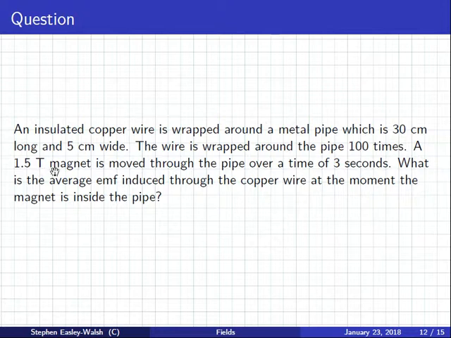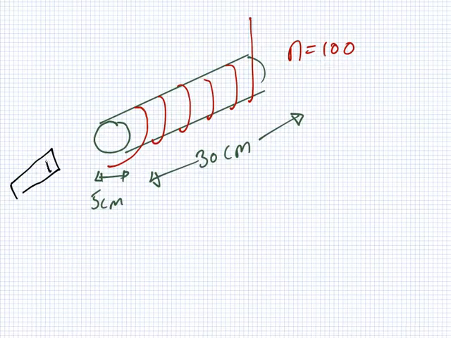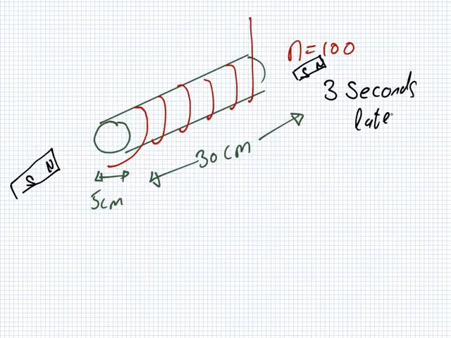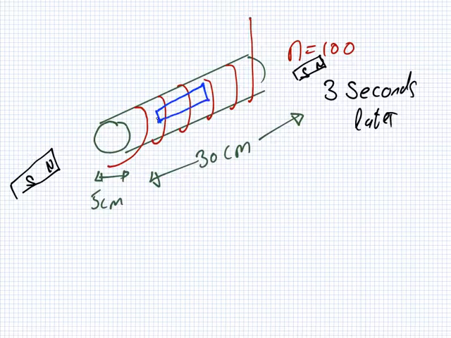A 1.5 Tesla magnet is moving through the pipe over a time of 3 seconds. What is the average EMF induced through the copper wire at the moment the magnet is inside the pipe? So we start off with the magnet here, and then 3 seconds later, the magnet is outside. And I want to know when the magnet is here, in the middle, what is the voltage that we have? We get the idea? That would be the maximum voltage.